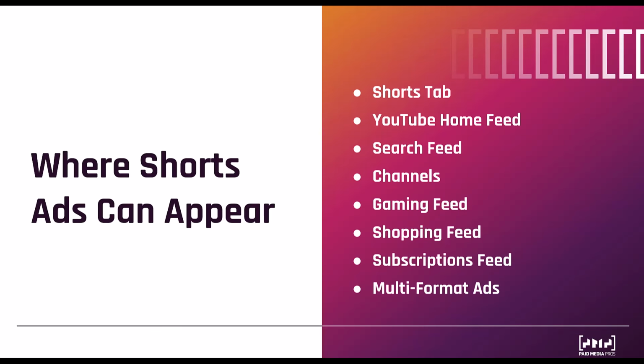Looking at specific YouTube channels. If there's gaming feeds, we're going to talk about app promotions later on. Shopping feeds, and shopping can be an add-on for Demand Gen and Performance Max campaigns, which can show vertical video ads. The YouTube subscription feeds, and then the multi-format ads like Performance Max, Demand Gen, those sort of things where your ads can show up in a variety of placements.